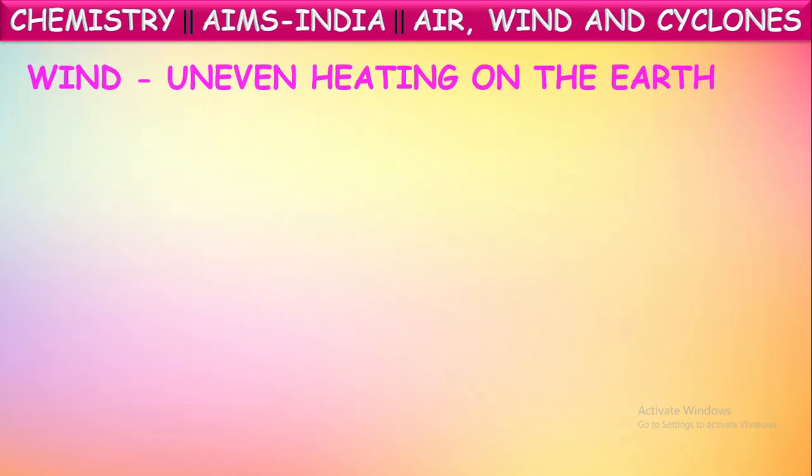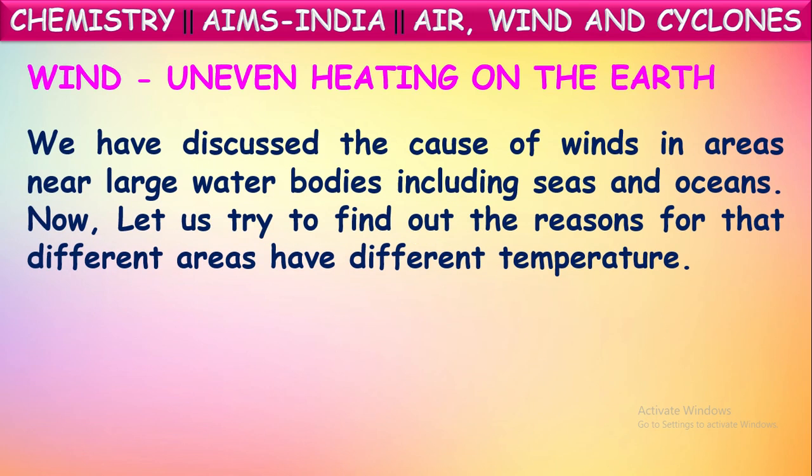Now let us see what is the effect of this uneven heating on the earth, and how winds are created from the uneven heating on the earth. We have discussed the cause of winds in areas near large water bodies, including seas and oceans, with the concepts of land breeze and sea breeze, isn't it? Now, let us try to find out the reasons why different areas have different temperatures.